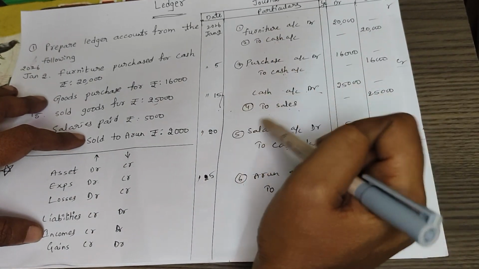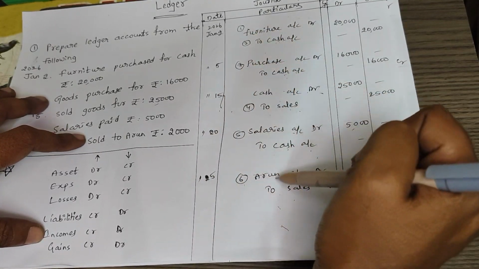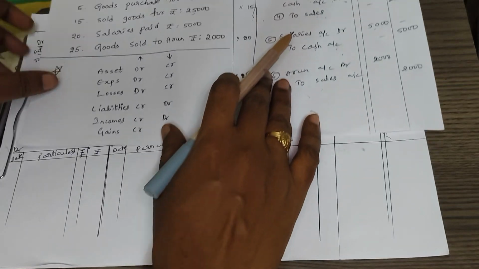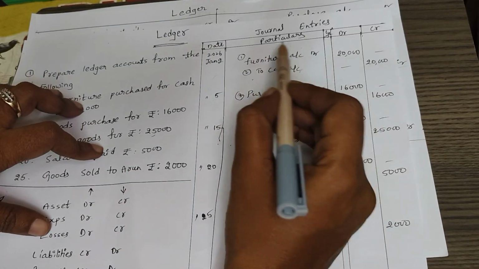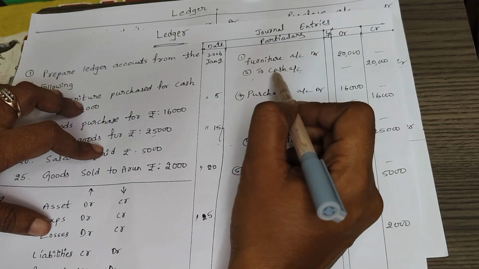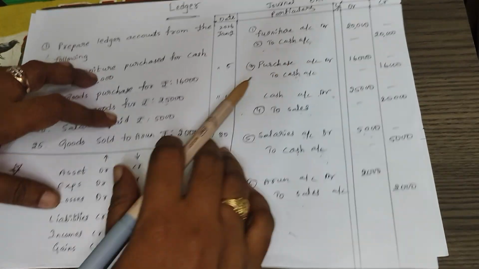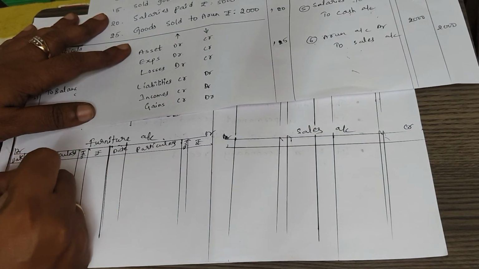The cash account is completed. And now the furniture account. How many times is furniture repeated? Only one time, in the first transaction. So what is that? Furniture account debit to cash account. So furniture is debit side. So in the furniture account, you need to write on the debit side. What should we write? The opposite aspect is cash. In the furniture account, debit side, to cash.